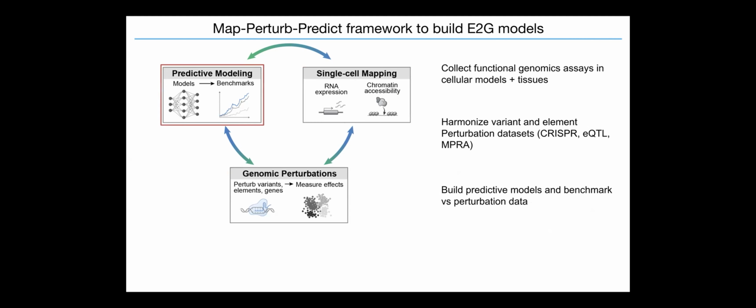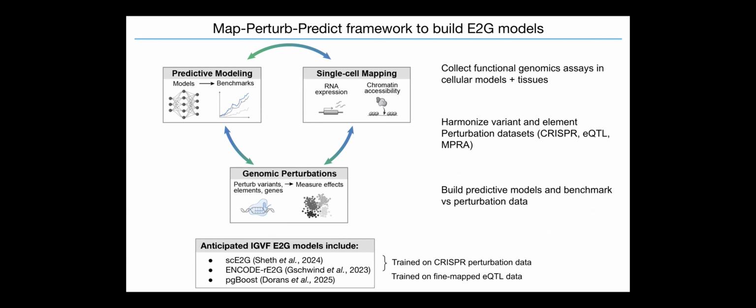Another big component of that modeling approach is that we can use the genetic perturbation data to systematically benchmark the performance of these models, which we believe is a very important part, especially because we want to know what is the expected accuracy of the maps these models are going to produce. And so this is an ongoing effort right now in IGVF.